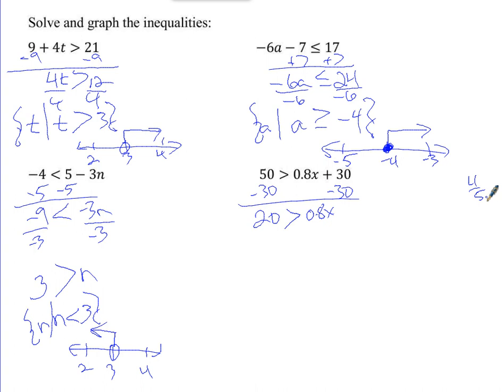You get 25. But if you divide both sides by 0.8, which is what you guys are trying to do, what do you get? 25 is greater than x. Can I put that in set builder notation? Okay, so read it backwards and you write x is less than 25, and now that can be put in set builder notation.